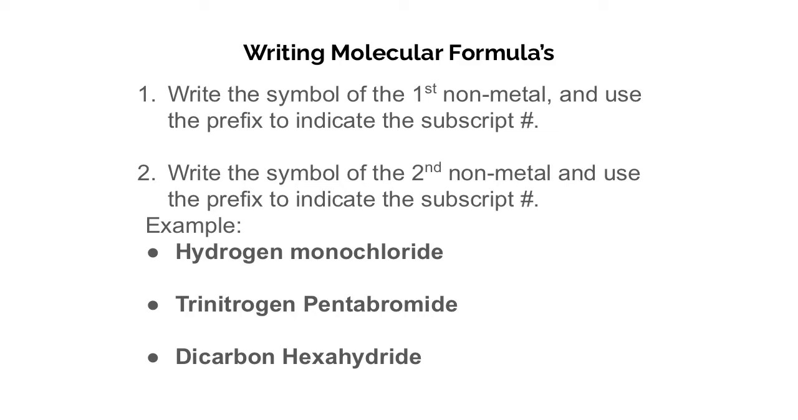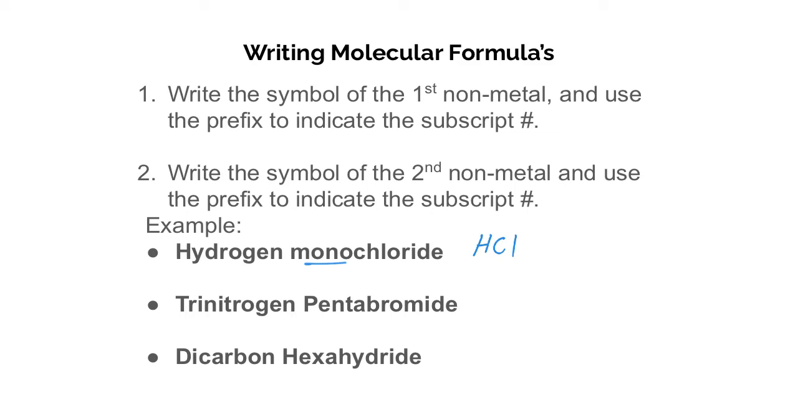So let's go through these together. Hydrogen monochloride is simply HCl. We know hydrogen just has 1 because there's no other prefix here, and mono representing 1 chlorine. And so there's no subscripts that need to be added.